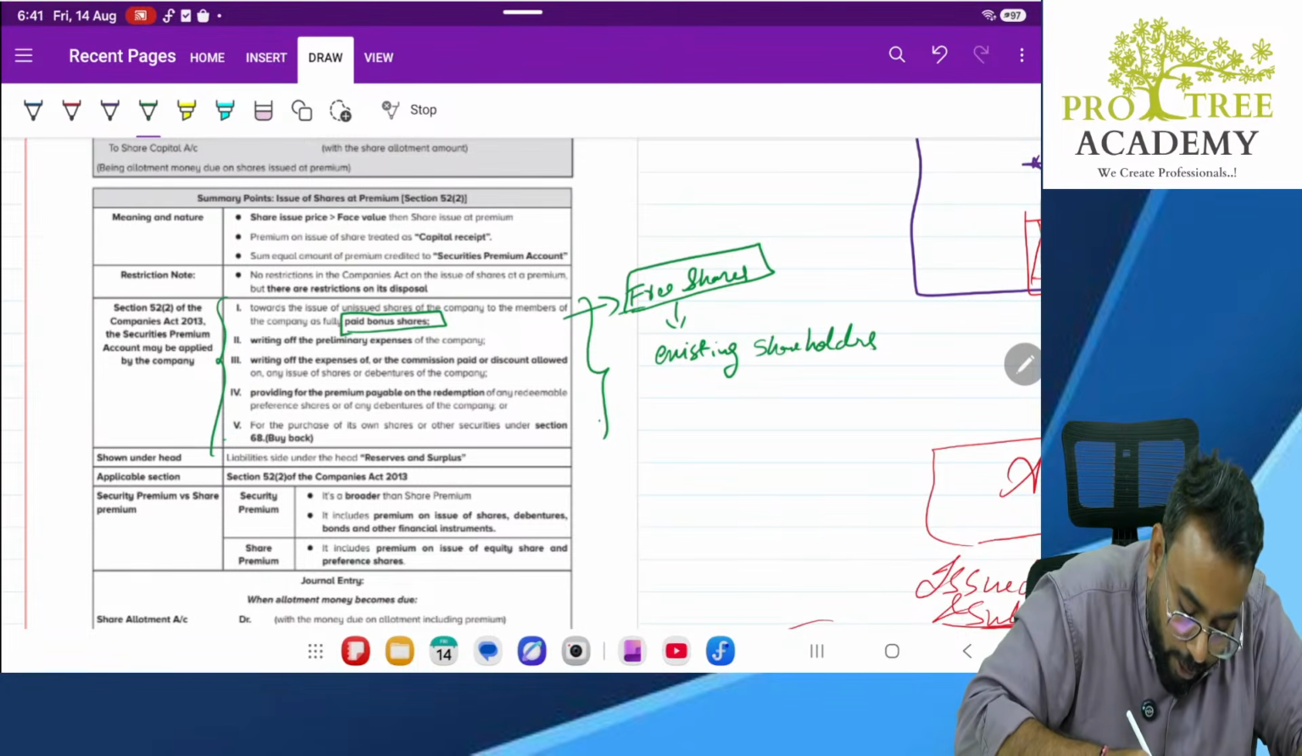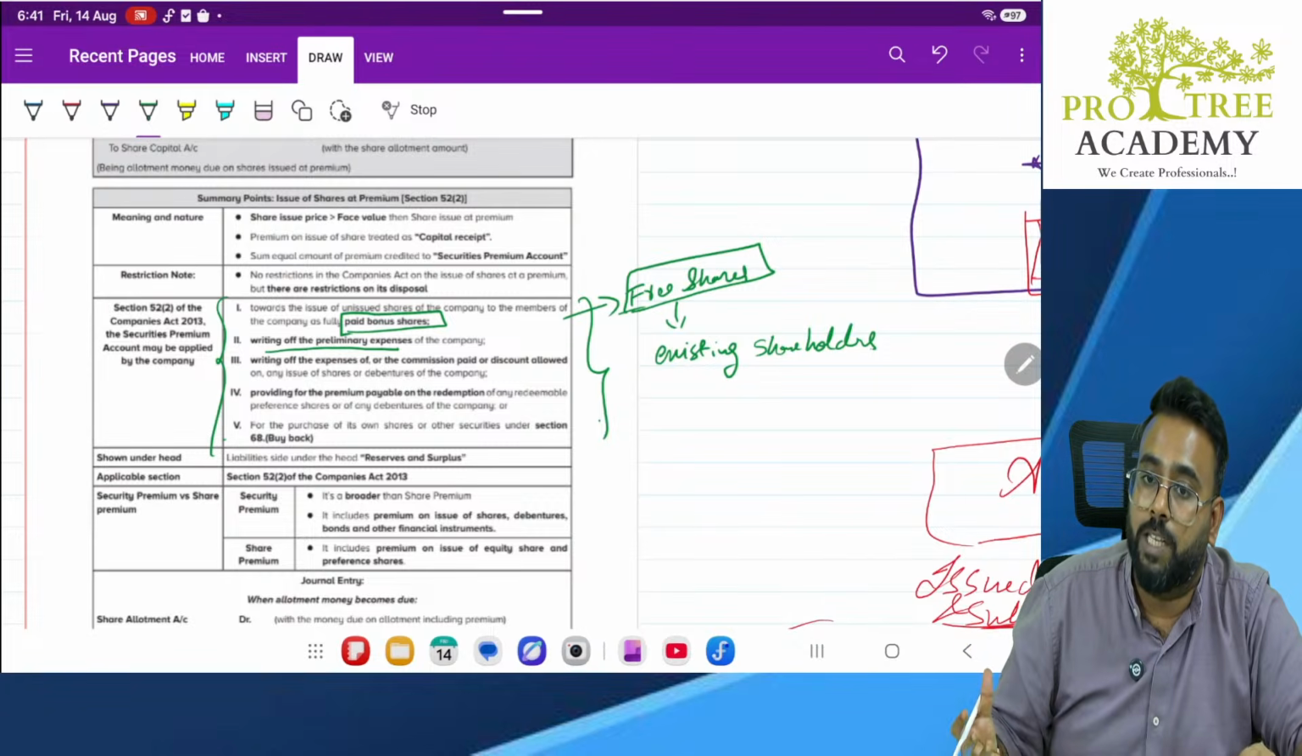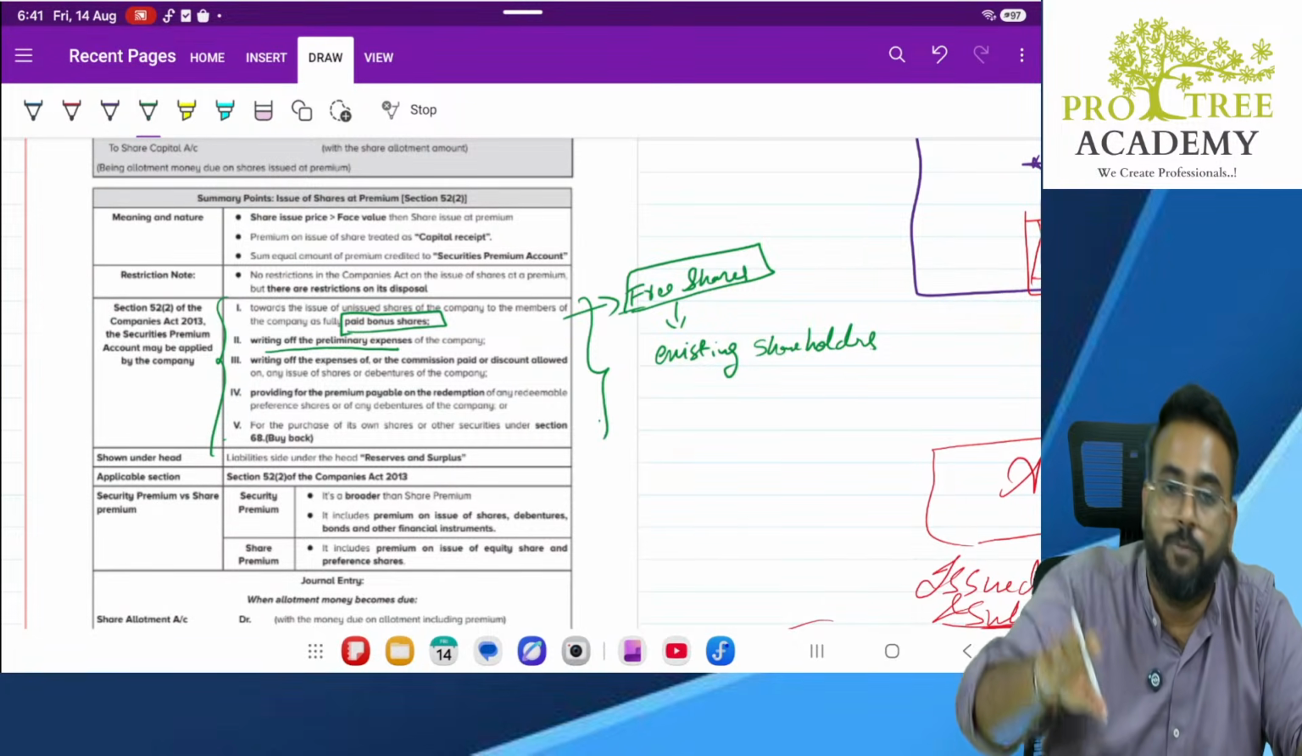Next is to write off preliminary expenses. You have understood what are preliminary expenses? Any incorporation expenses, that is any expenses incurred with respect to the company before the company is formed.